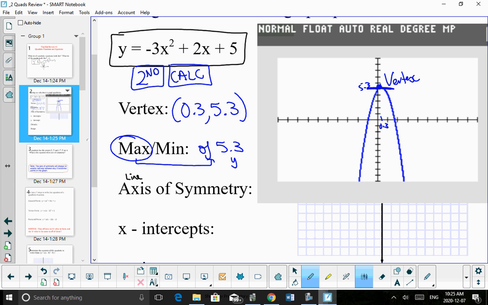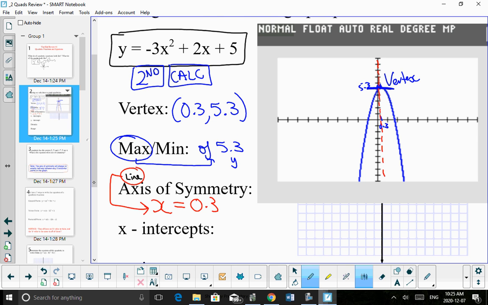Line of symmetry. So the line of symmetry is the line that divides the graph exactly in half. Now we'll always go through the vertex. So we always write the answer as x equals, and then we write 0.3. Now, it's a line. It's not a point. It's not a dot. So because it's a vertical line, we have to have the x equals there.